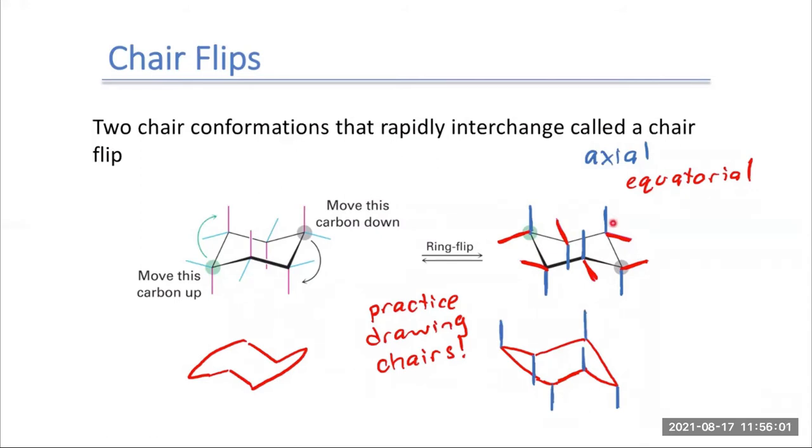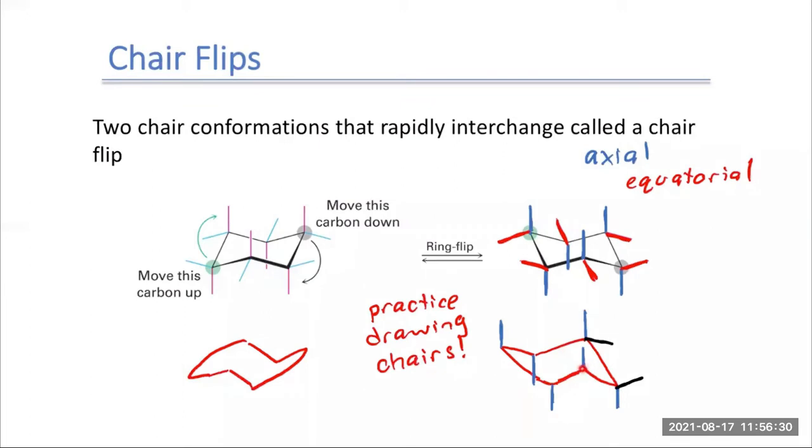So you can see the ones where the point is pointing up, that axial is pointing up. The ones where it's pointing down, that axial is pointing down. And then our equatorial, so you can see if the axial points up, the equatorial has to kind of point downward a little bit. If the axial points down, the equatorial points up.